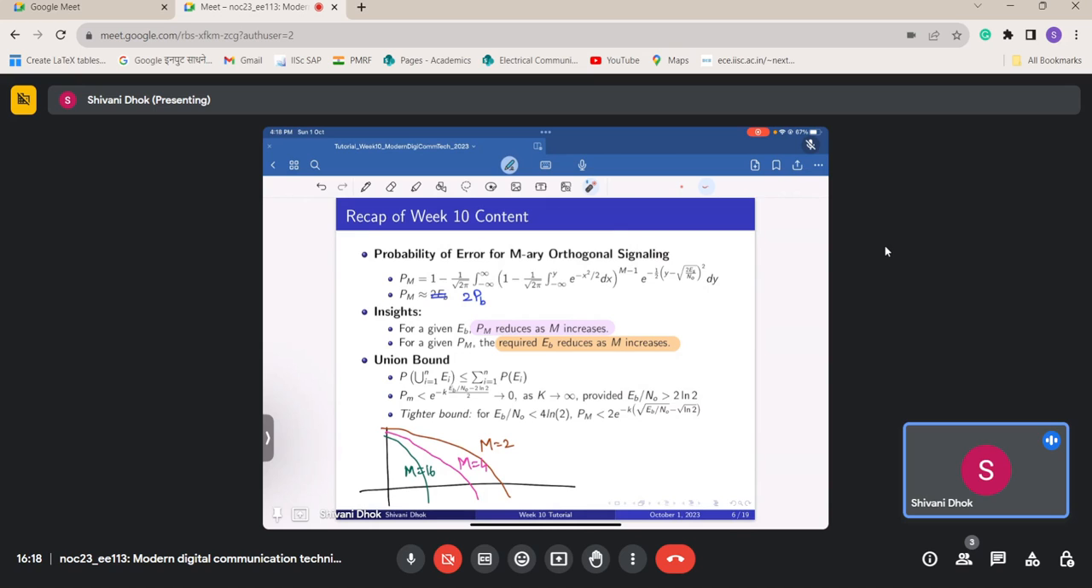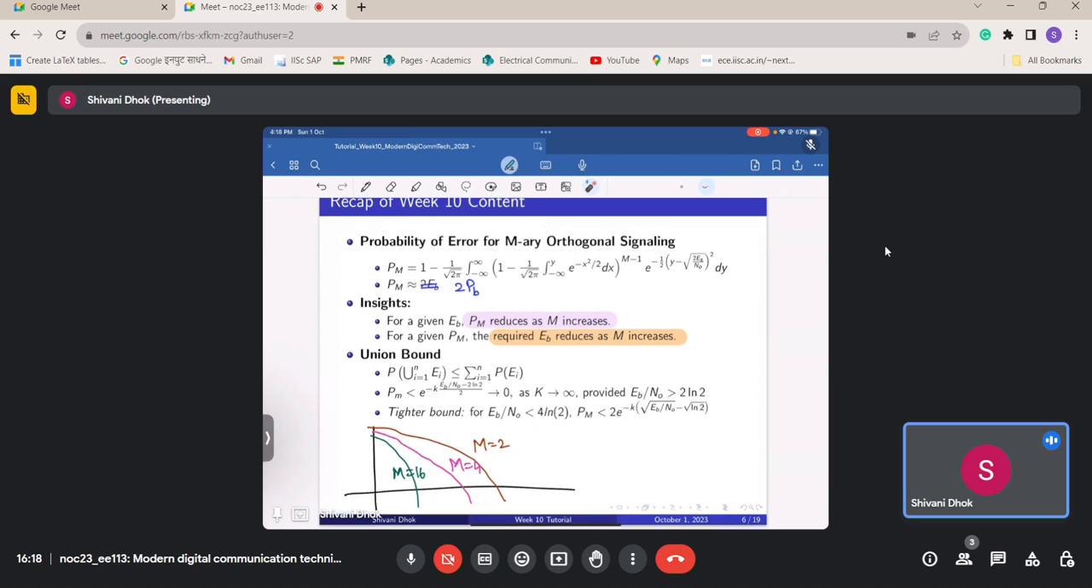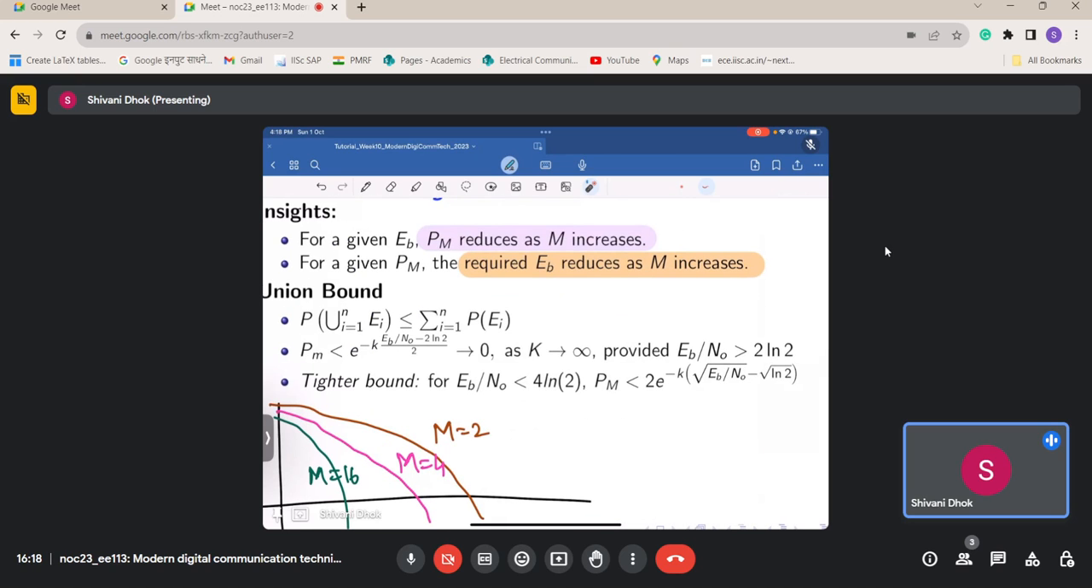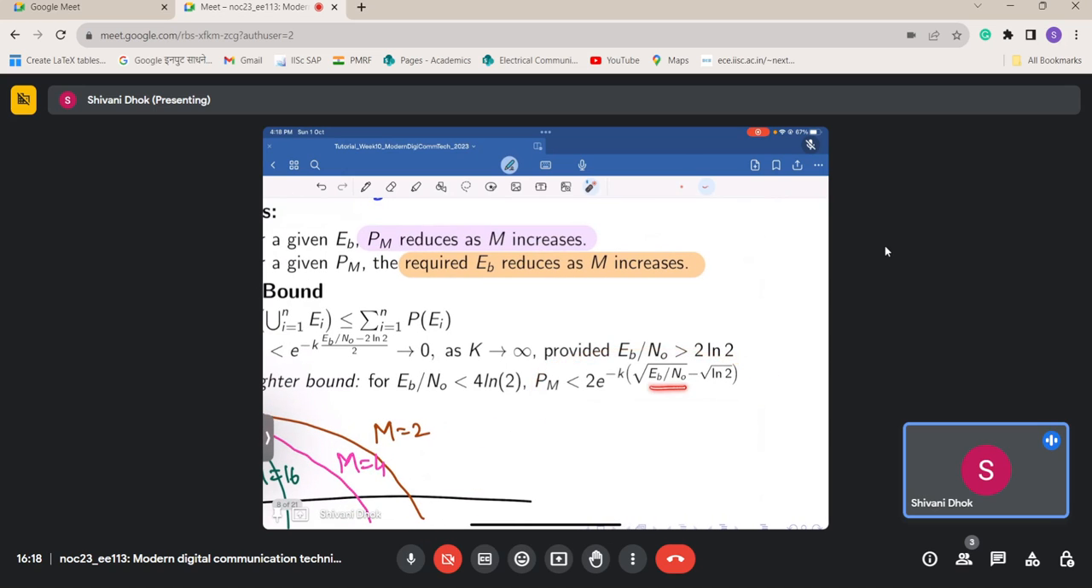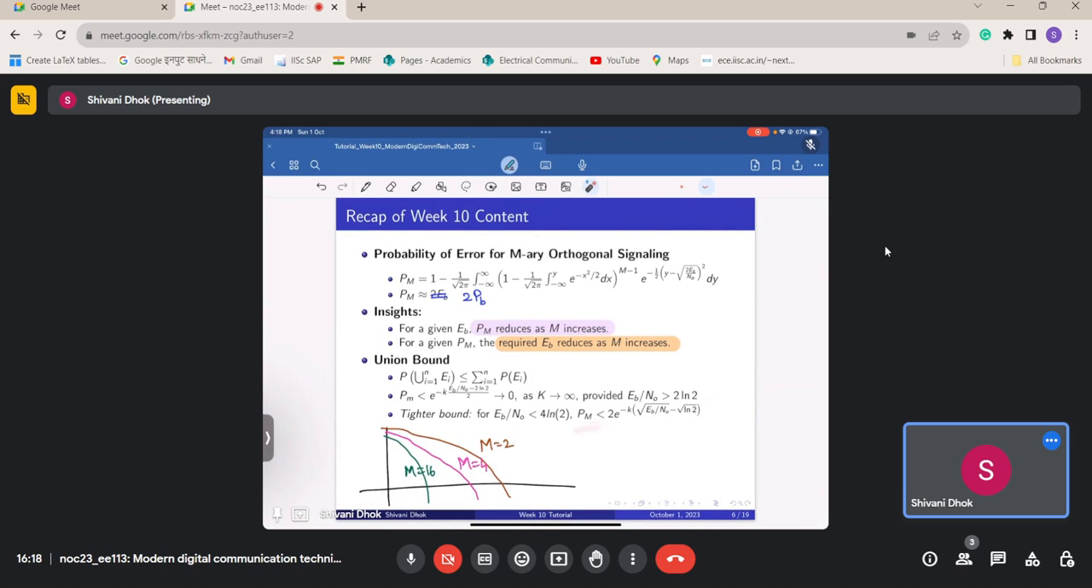A tighter bound was also looked at, which is valid basically for the case when EB by N naught is less than 4 log 2, and that upper bound was obtained something like this. So if my EB by N naught is greater than log 2, then this probability of error tends to 0.